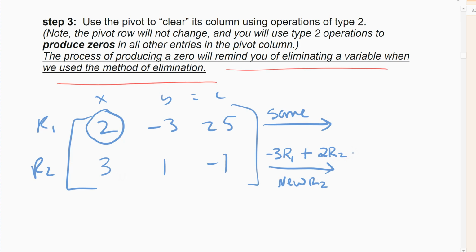And I don't just manipulate the x values. That's why it says the entire row is going to be multiplied by negative 3. The entire row is going to be multiplied by a positive 2. I have to be consistent. Whatever I do to one part of my equation, my row, I have to do to the entire row, because again, it represents an equation.